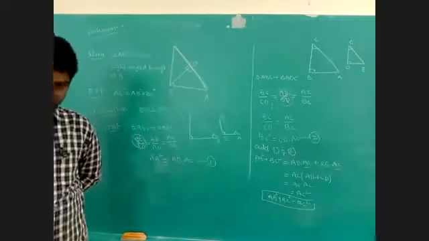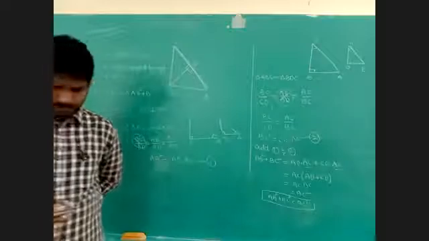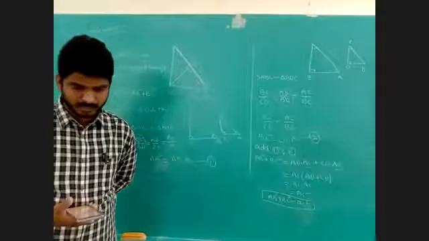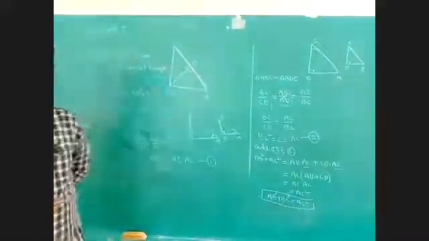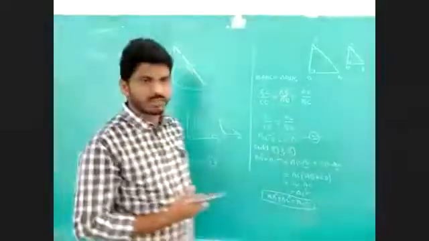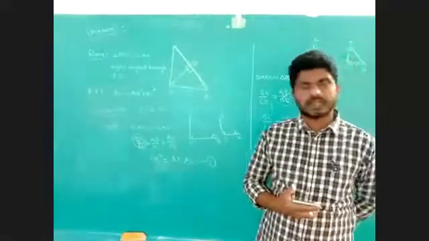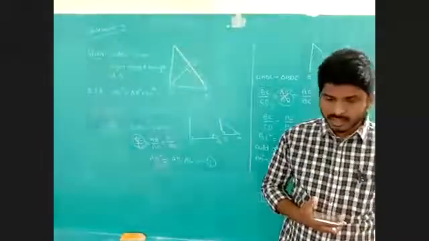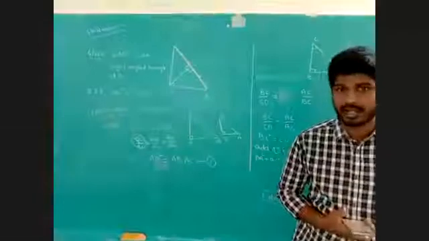Can I read, sir? Read. Prove that the sum of the squares of the sides of a rhombus is equal to the sum of the squares of its diagonals.